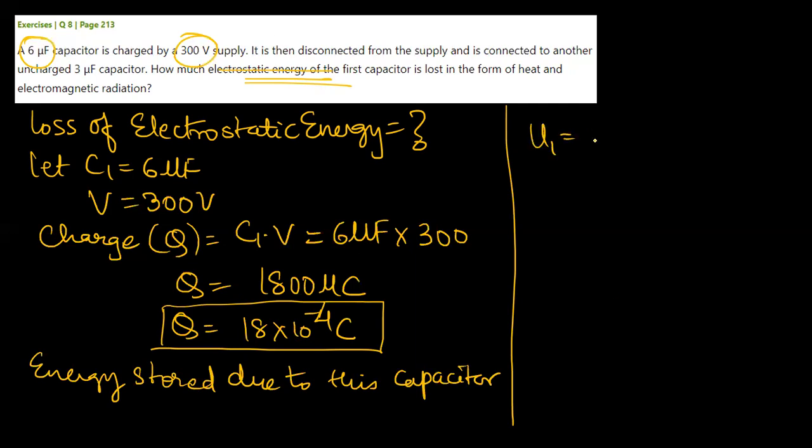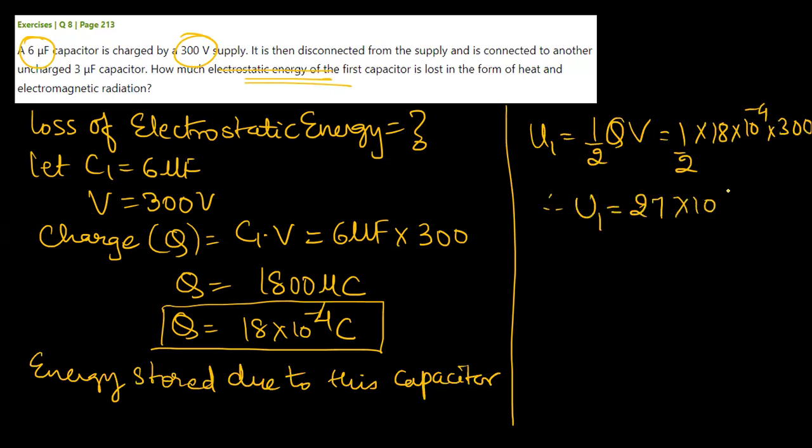Let us assume that is U1, half into QV, because since I have Q and V, so let us use that. We can use any formula because all three values we have. I'm just using a half QV value. So this will be half into 18 into 10 raised to minus 4 into 300. So when you solve this, you get U1 equal to 27 into 10 raised to minus 2 joule. This will be your answer, 27 into 10 raised to minus 2.